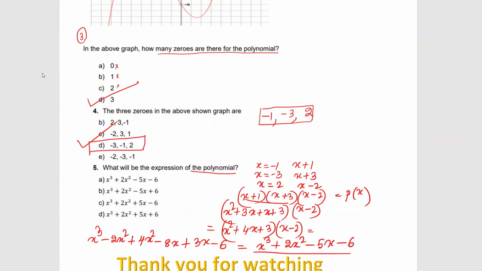This is the polynomial: x cube plus 2x square minus 5x minus 6. Where is the answer? x cube plus 2x square minus 5x minus 6. So A is the answer.